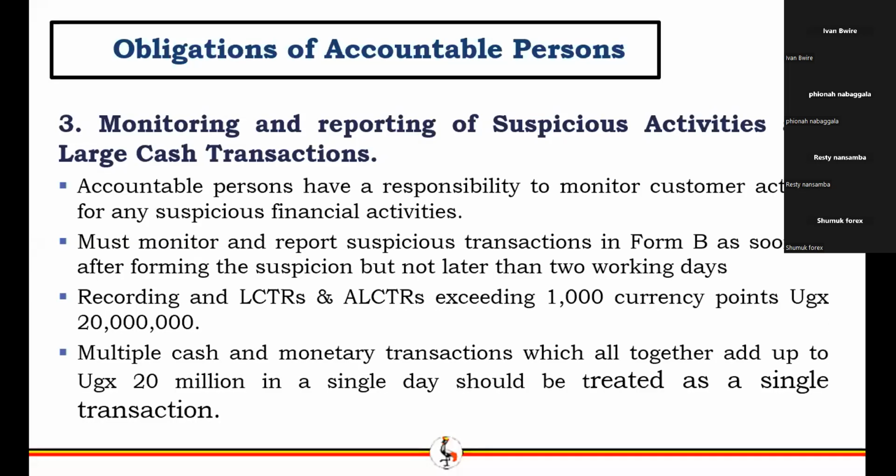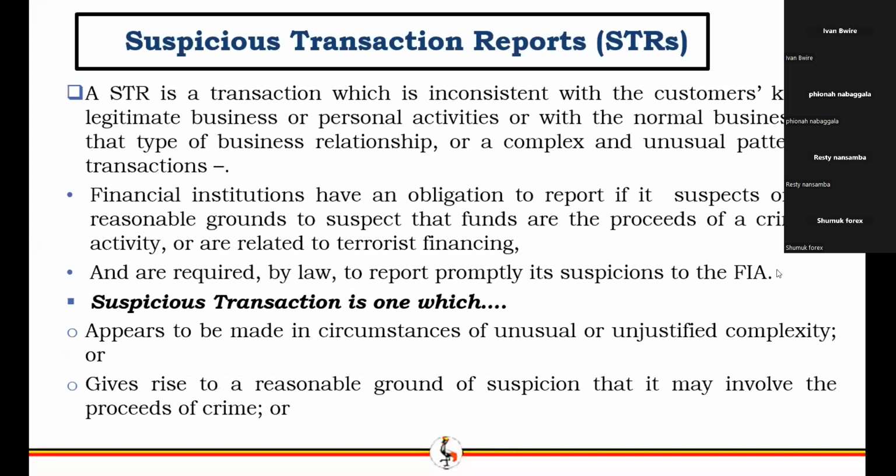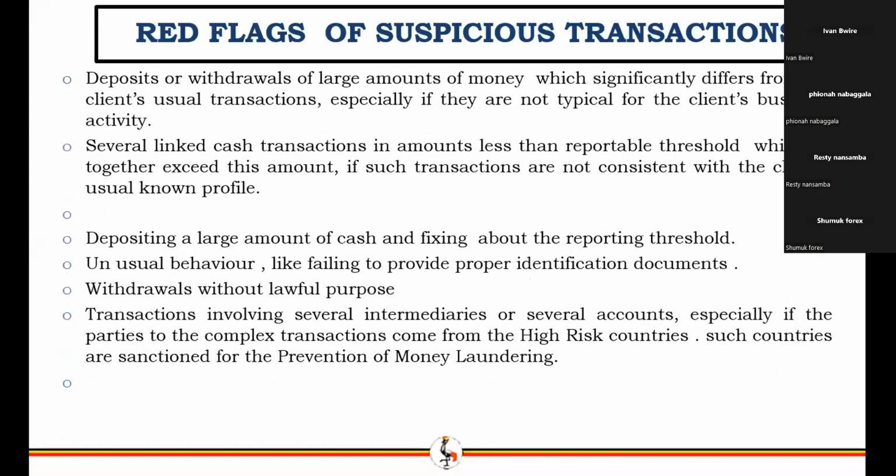So the red flags that can help you detect or form suspicion, I have discussed in summary that anything that is inconsistent with your knowledge of a client's profile can guide you on what amounts to a suspicious transaction or can help you to form suspicion. So any deposits or withdrawals of large amounts of money which significantly differ from the client's usual transactions. This is what we have explained. Something that differs from a client's usual transaction can help you form suspicion, and hence you should report to FIA.